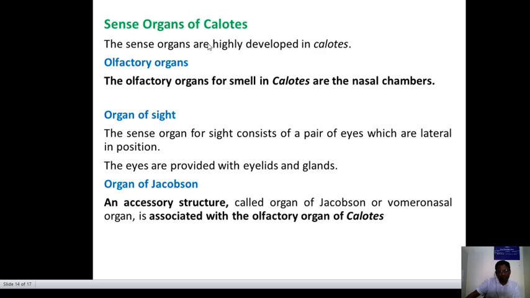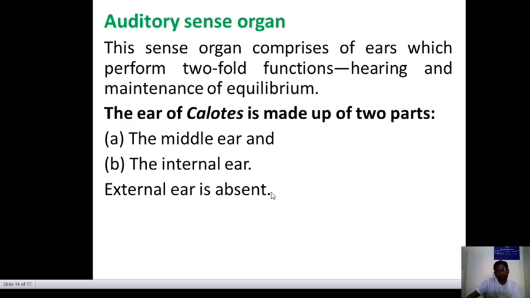Sense organs of Calotes: the olfactory organ, organ of sight and organ of Jacobson. These sense organs are highly developed in Calotes. Auditory sense organ: these comprise the ears, which perform a two-fold function, hearing as well as maintaining equilibrium. The ear of Calotes is made of two parts, the middle ear and internal ear, and the external ear is absent.